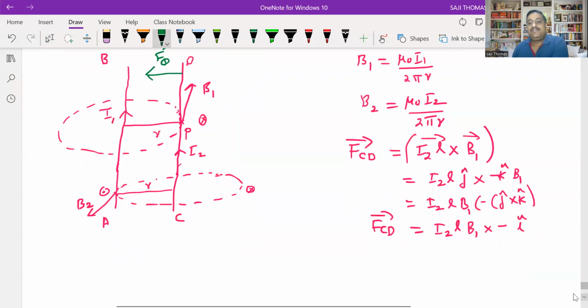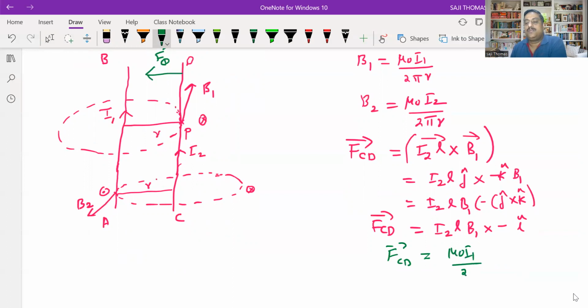If I put the value of B1 here, what will be FCD? B1, you know, is mu0 I1 by 2 pi r. So FCD is mu0 I1 by 2 pi r, I2 L into minus I hat. Now, let us find the force on AB. See, AB is in the magnetic field of B2. So what is the force on AB?